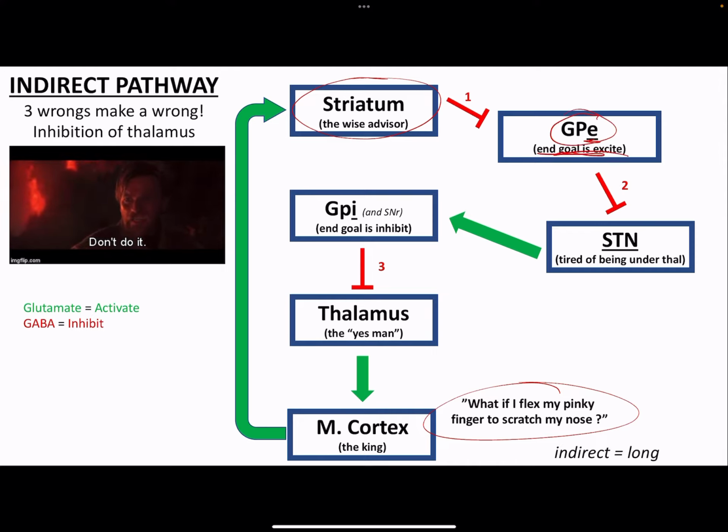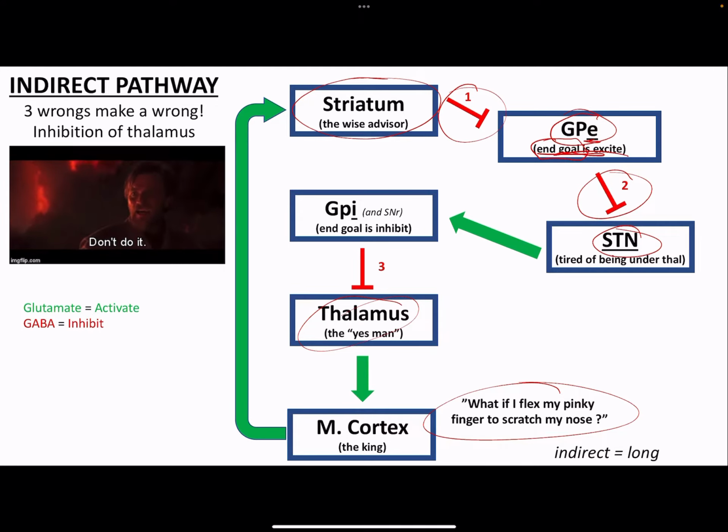So it is going to inhibit this person who, again, what are they trying to do? Their end goal, whether or not they're doing it, is to excite. Now, they're not doing it because they're being inhibited by the striatum. They are brute. All they know how to do is inhibit. So they inhibit the subthalamic nucleus. Remember, the subthalamic nucleus hates the thalamus because it's under the oppressive rule of the thalamus, but it's a coward, so it doesn't do it directly. So it goes to the GPI, whose end goal is to inhibit. And we have 1, 2, 3 negatives, that makes a negative. 3 wrongs make a wrong. We're going to inhibit the thalamus.